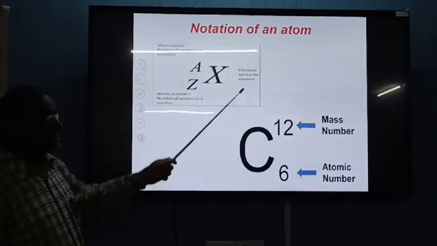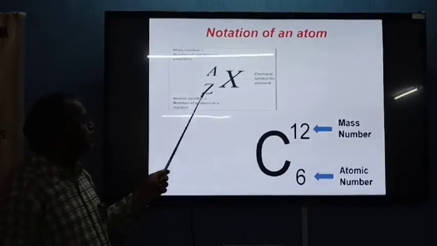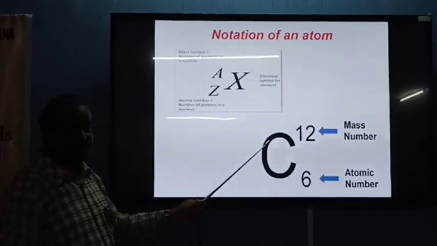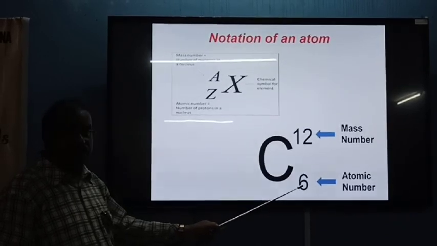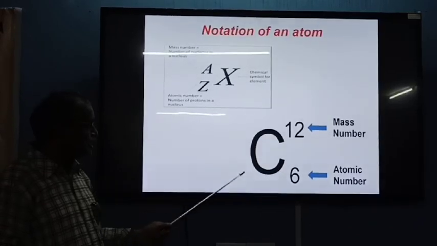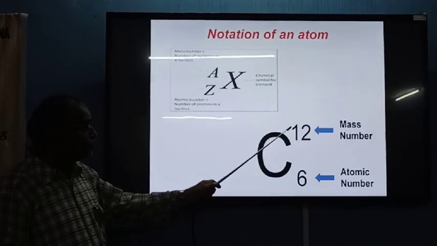See how to indicate it. This is the element. The atomic number is written here and the mass number here. See, carbon: element name, 6 is the atomic number, 12 is the mass number. You can write it on this side or on this side. Your textbook follows this method, where you write 12 and 6.